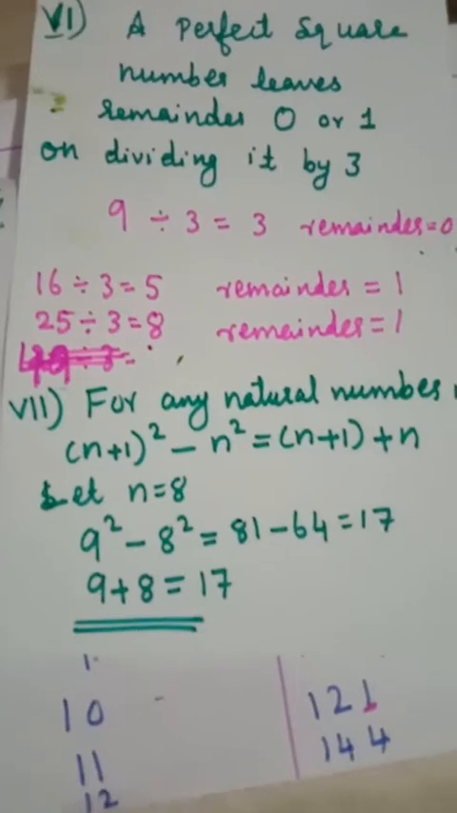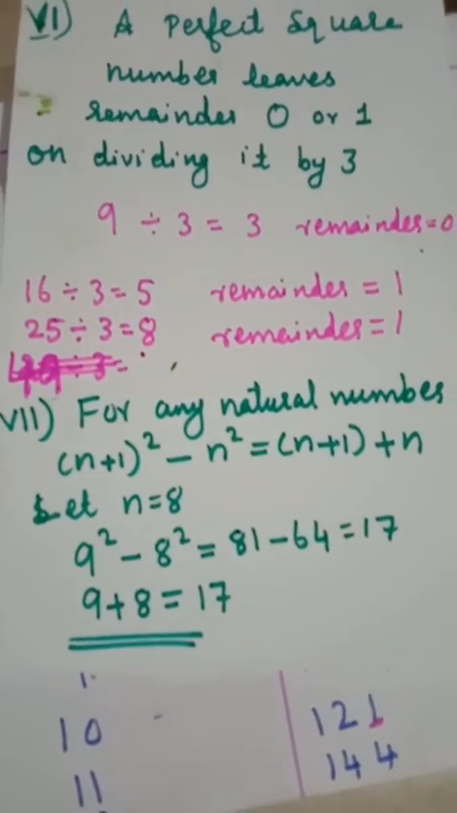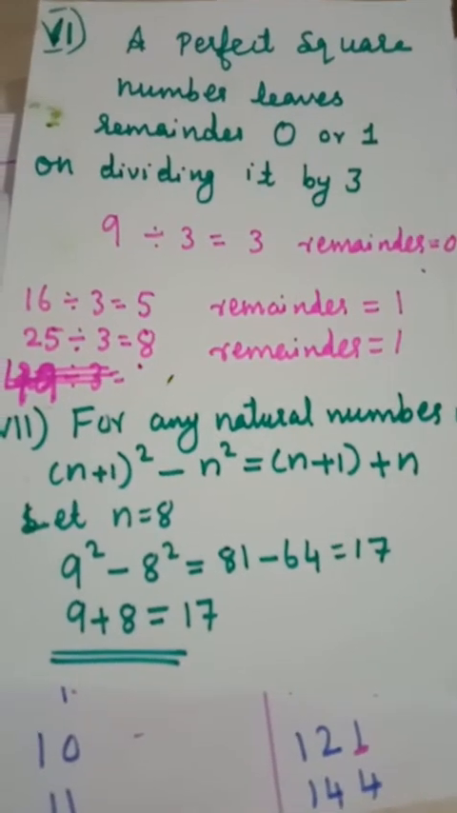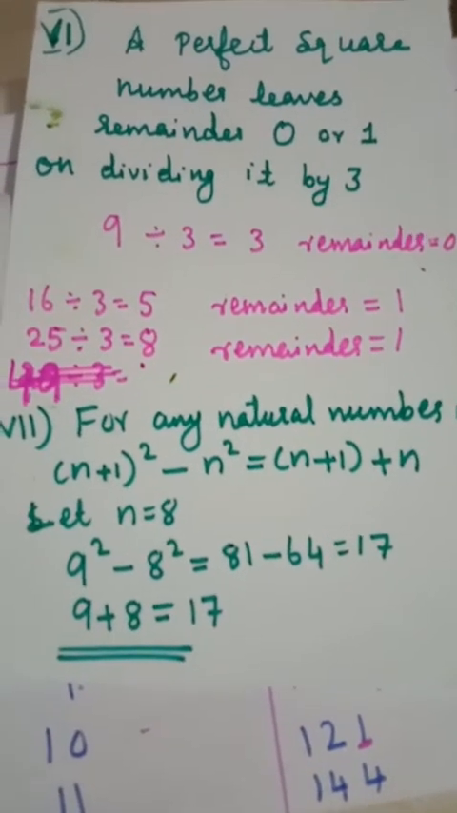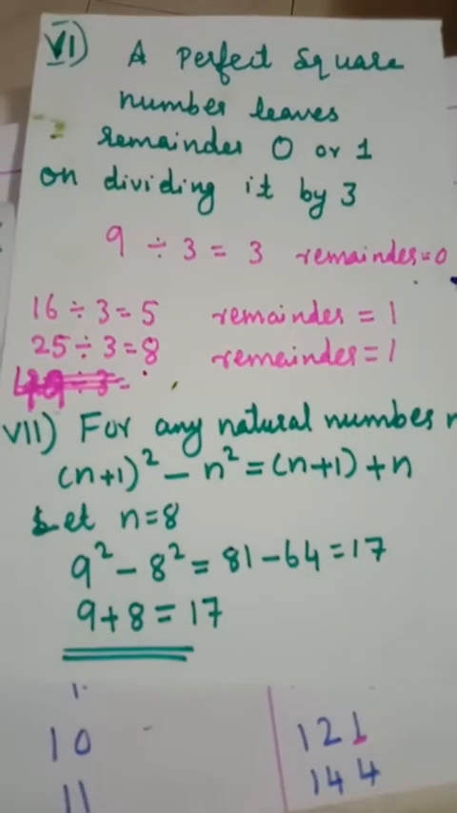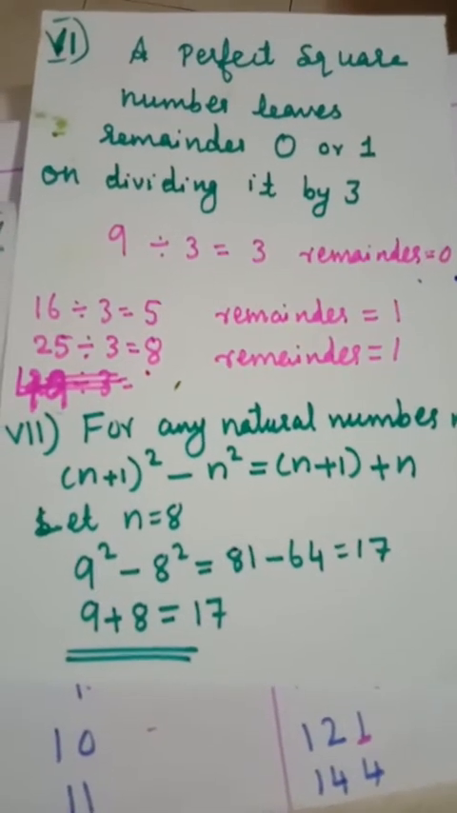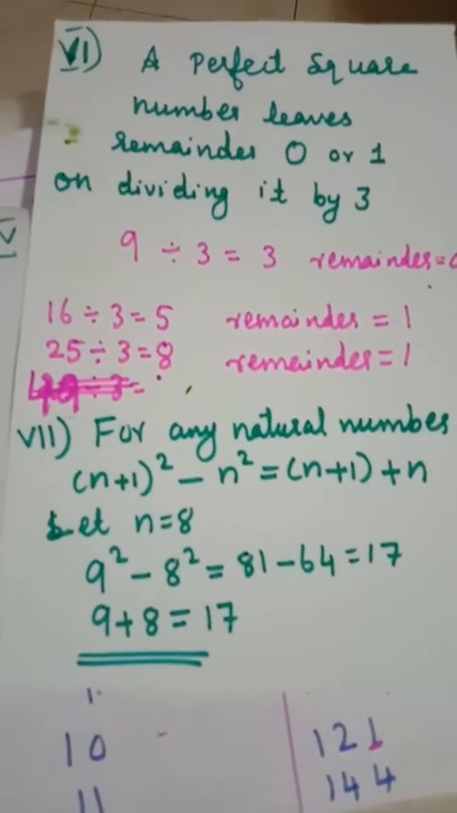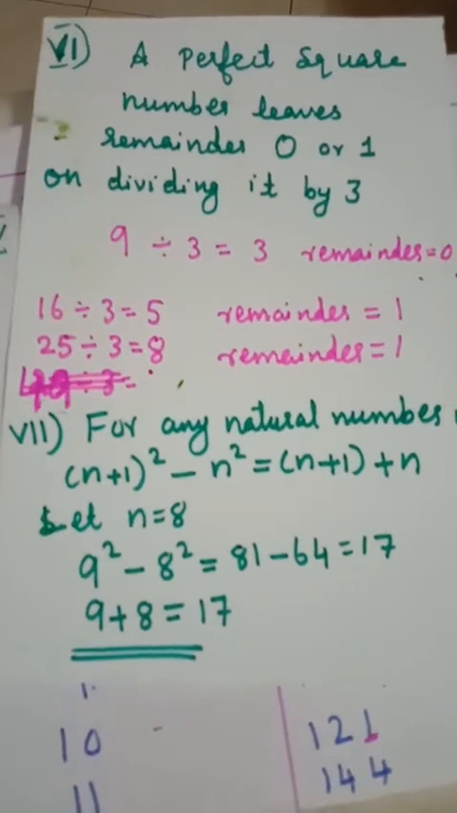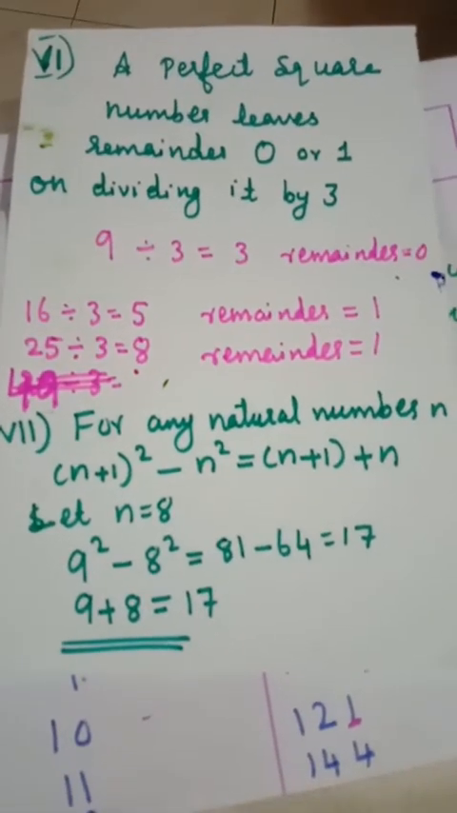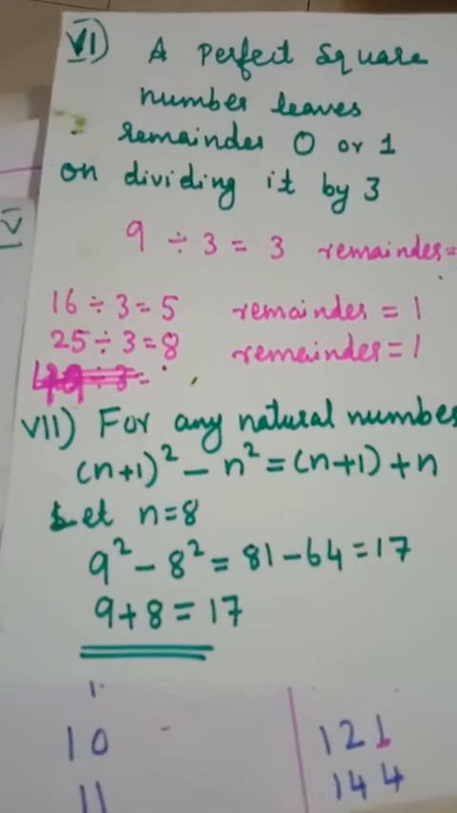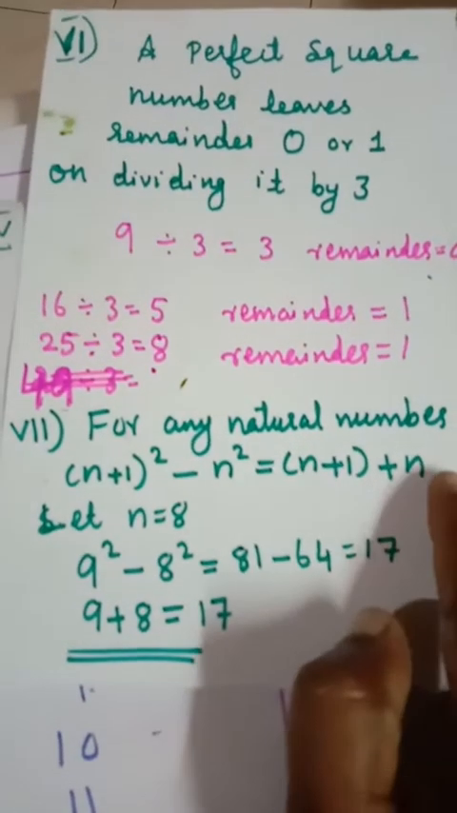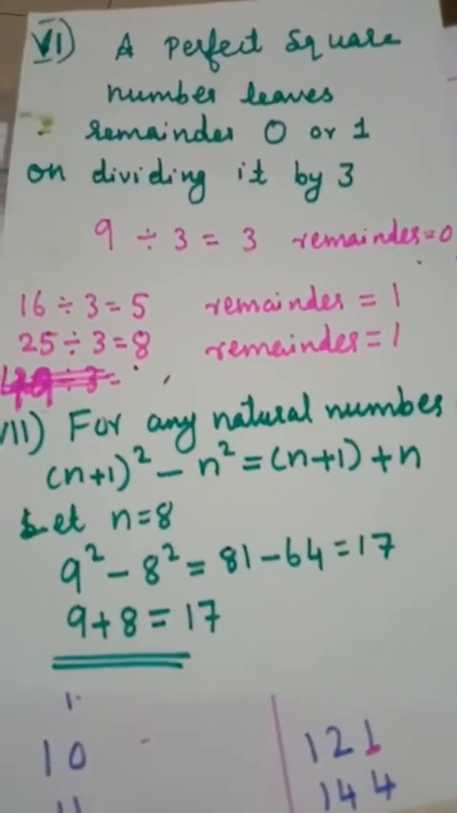Next is the seventh property. For any natural number n, we have (n plus 1) whole squared minus n squared is equal to (n plus 1) plus n. This is a trick to find the difference of squares very easily. This is a very easy method.